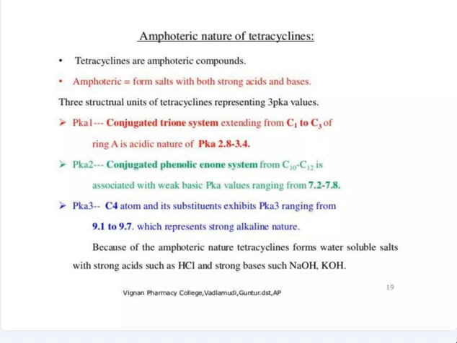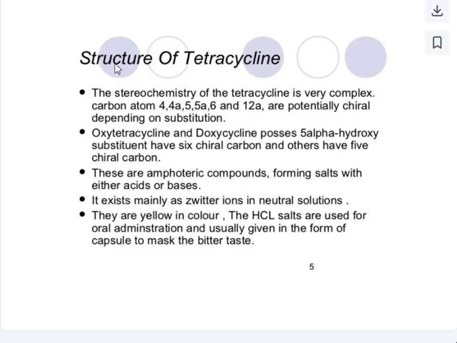Amphoteric nature of tetracyclines. Amphoteric nature is nothing but to form salts, neutral, that is with both strong acids and bases. It generally has structural units representing 3 pKa values. Alright, and this information is not required. And you should also remember that tetracycline, with these stereochemistry points, exists mainly as zwitterions and they are yellow in color.